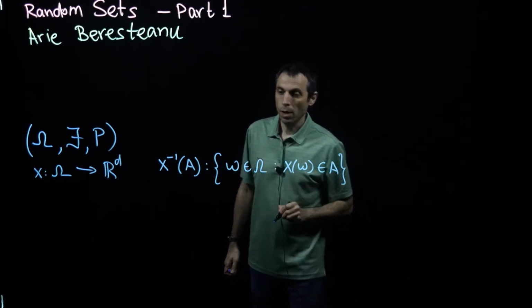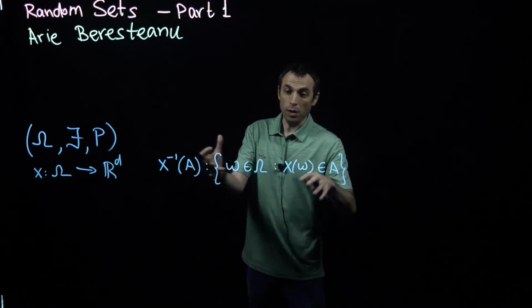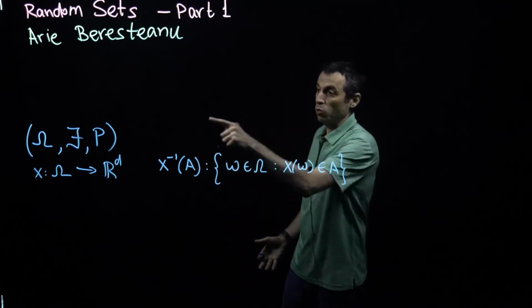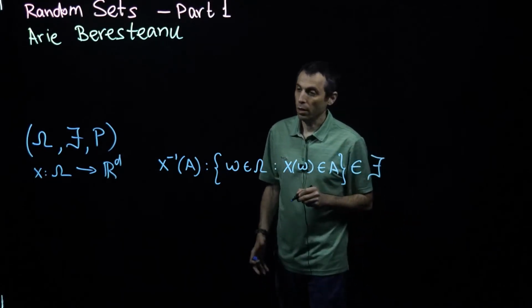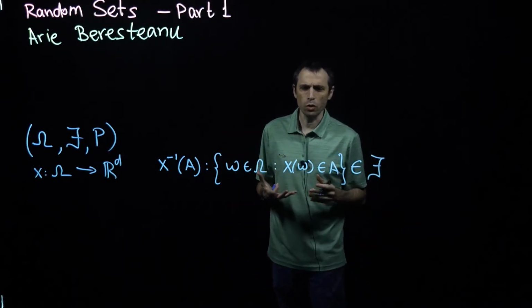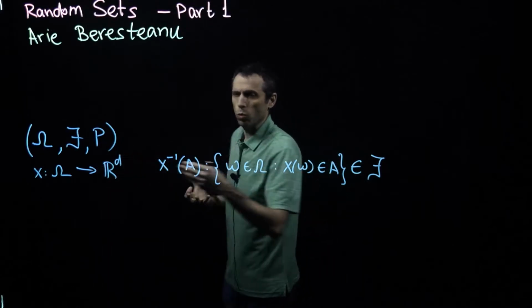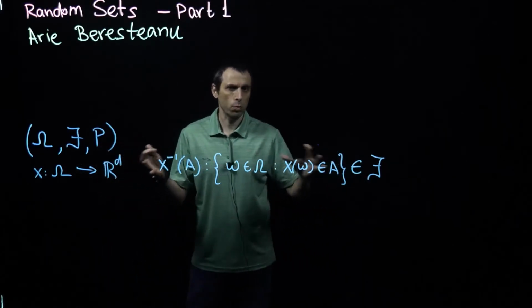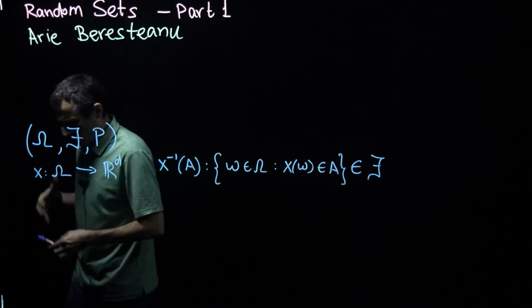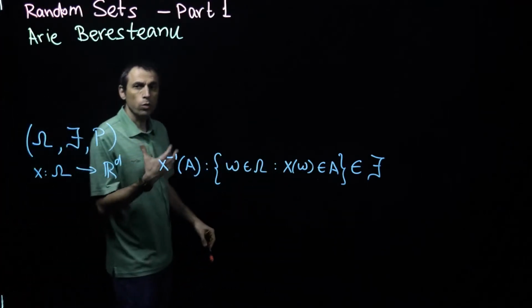This is a subset of omega. This has to be a member of the sigma algebra. That's a measurability condition which says that if it is satisfied, then X is a random variable. That's the basics. So now we want to look at random sets.